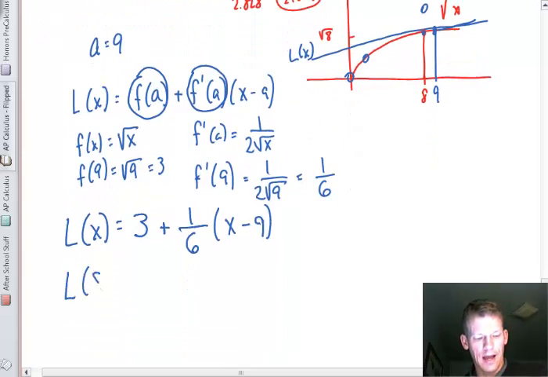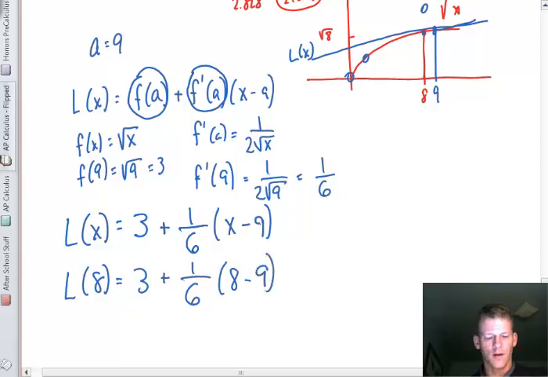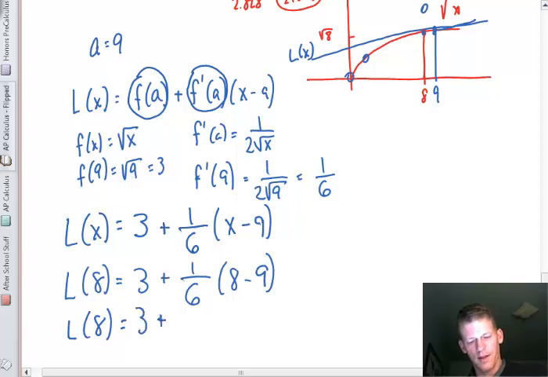We want a linearization at 8. So I'm going to plug 8 into this equation. 3 plus 1/6 times 8 minus 9. Looks like the pen isn't working too well. So now that's L of 8 equals 3 plus, now this is going to make a value of negative 1/6.